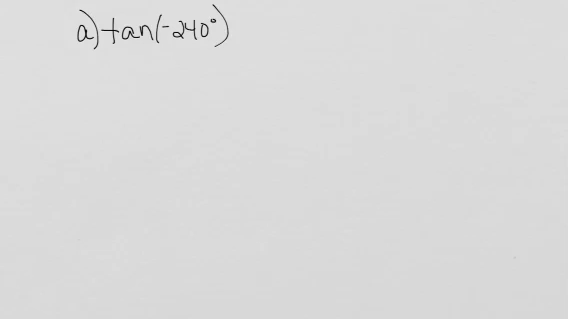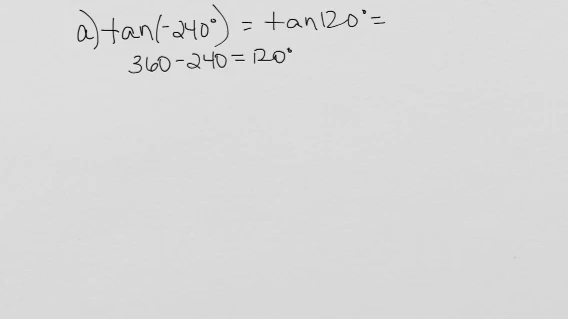This problem is asking us to evaluate the following. First of all, for part A, we have tangent of negative 240. I always like to put this back in terms of positive angles. So I do 360 minus that 240 and realize that's going to be equivalent to 120 degrees. So I'm really looking for the tangent of 120 degrees, which is the sine of 120 over the cosine of 120.